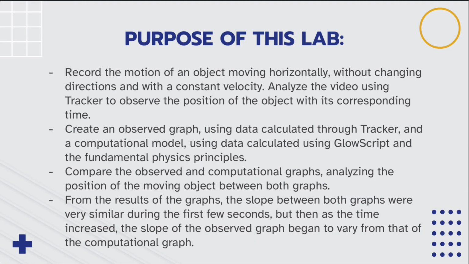The purpose of this lab is to record the motion of an object moving horizontally without changing directions and with a constant velocity. Then, by analyzing this video, we're able to see the position of the object with its corresponding time. This allows us to create an observed graph using that data, and then with a computational model using data calculated through GlowScript, we're able to use the fundamental principles of physics to observe the difference between a calculated model and an observed model. From these results, an overview of the graphs is that the slope between both graphs was very similar during the first few seconds, but then as the time increased, the slope of the observed graph began to vary from that of the computational one.